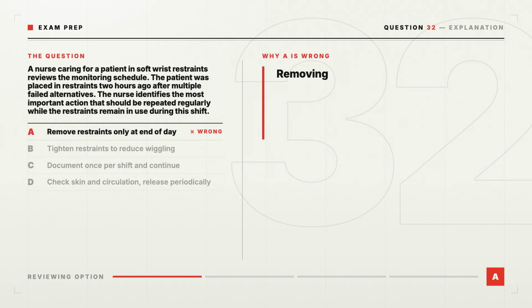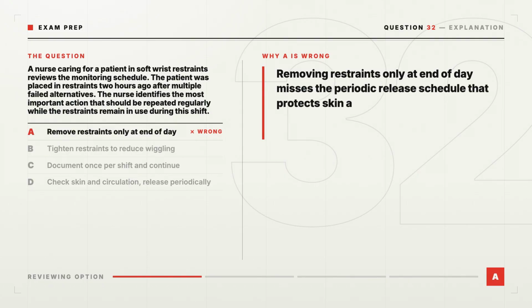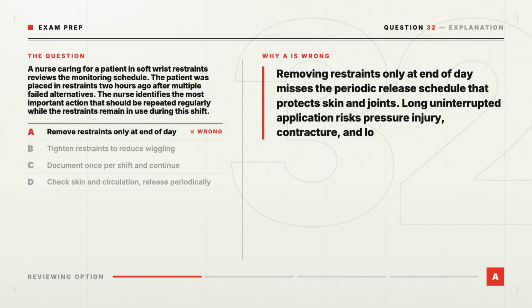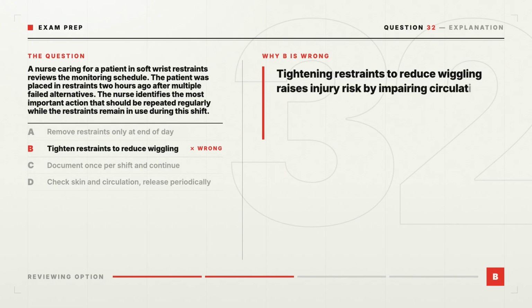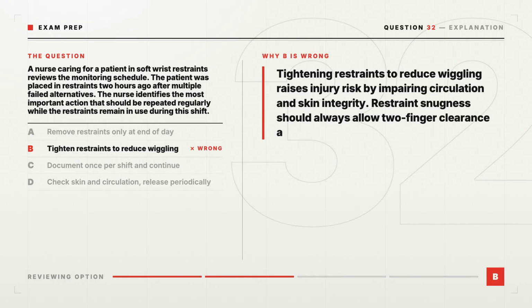A is wrong because removing restraints only at end of day misses the periodic release schedule that protects skin and joints. Long uninterrupted application risks pressure injury, contracture, and loss of dignity for the patient. B is wrong because tightening restraints to reduce wiggling raises injury risk by impairing circulation and skin integrity. Restraint snugness should always allow 2-finger clearance and never compromise blood flow or comfort underneath.